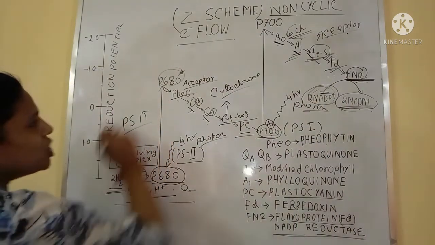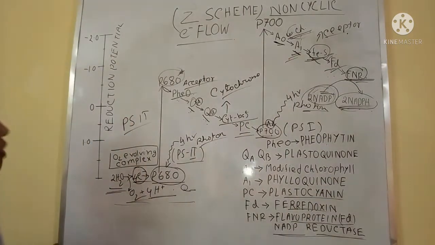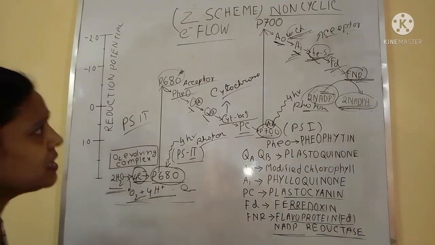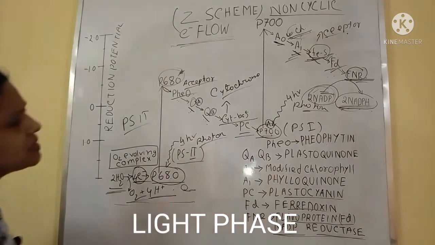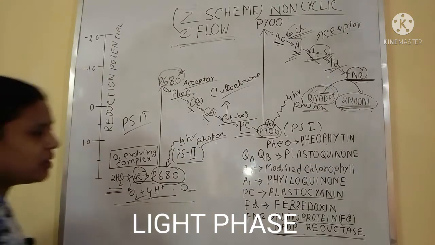Clear? This is the non-cyclic pathway of the light phase, showing how the electron flows. This is the non-cyclic pathway.